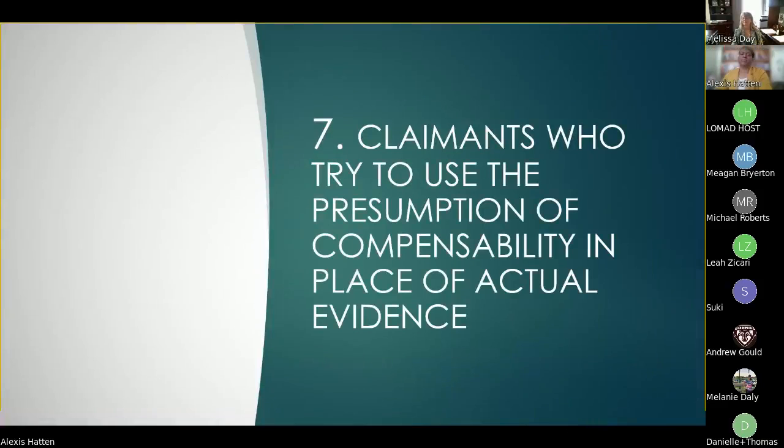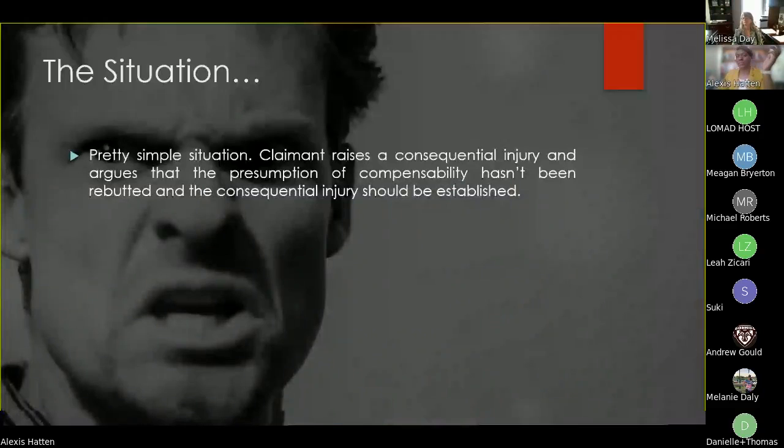Number 7, claimants who try to use the presumption of compensability in place of actual evidence. This is frustrating because it's one of those buzzwords that claimants toss about that judges fall for every time without regard for what it actually means. So it's a pretty simple situation. Claimant raises a consequential injury, or an initial injury, whatever. They argue that the presumption of compensability hasn't been rebutted and the injury should be established.